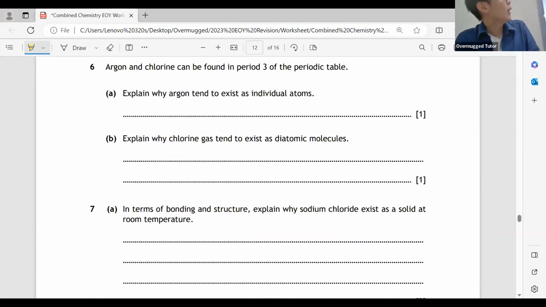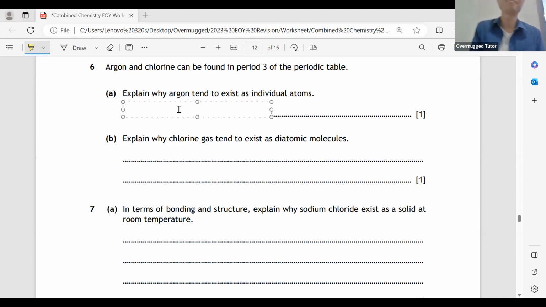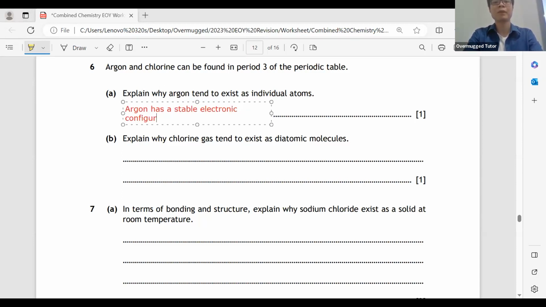Right. Explain why argon tends to exist as individual atoms. Can you remember how to explain? What do noble gases have? Anything else? Right. Argon has a stable electronic configuration and is unreactive.